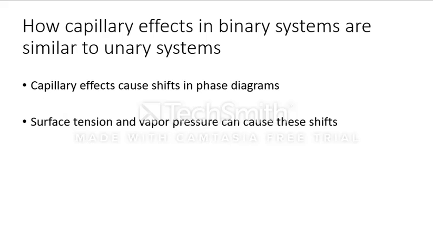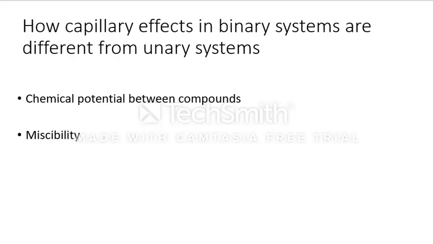So just briefly, on how capillary effects in binary systems are similar to unary systems: capillary effects can still cause large shifts in phase diagrams, and surface tension and vapor pressure are still really driving forces in these shifts. But they're different in binary systems because they can include a lot more effects, such as chemical potentials between compounds and miscibility of one compound in another compound.